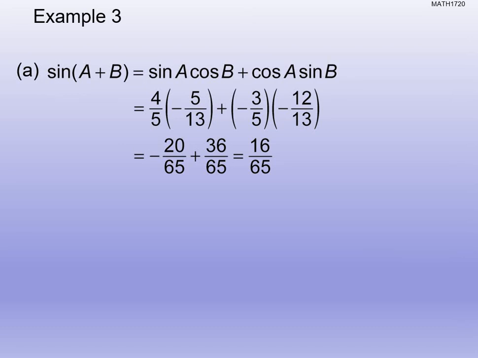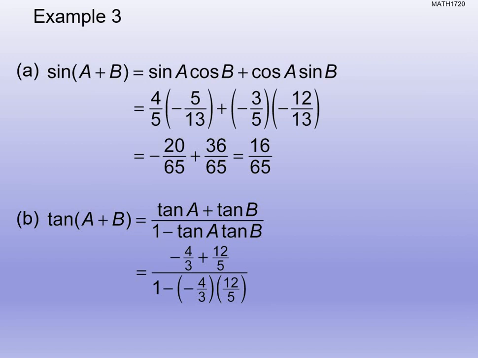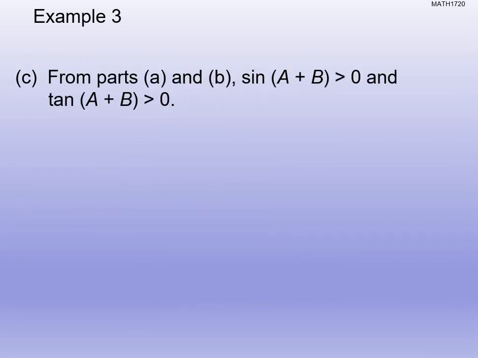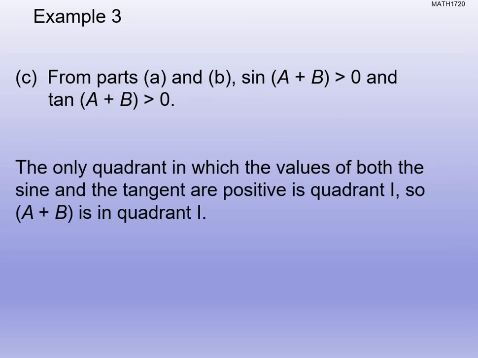And we end up getting 16/65. For part B, we substitute in all of our given values that we just worked through, and we end up with 16/63. I'm not going to spend a lot of time going through fractions. You should be able to solve all those. Then we want to find from parts A and B, when sine of A plus B is greater than 0 and tangent of A plus B is greater than 0, the only quadrant in which both of the values are positive is quadrant 1. So A plus B has to be in quadrant 1.